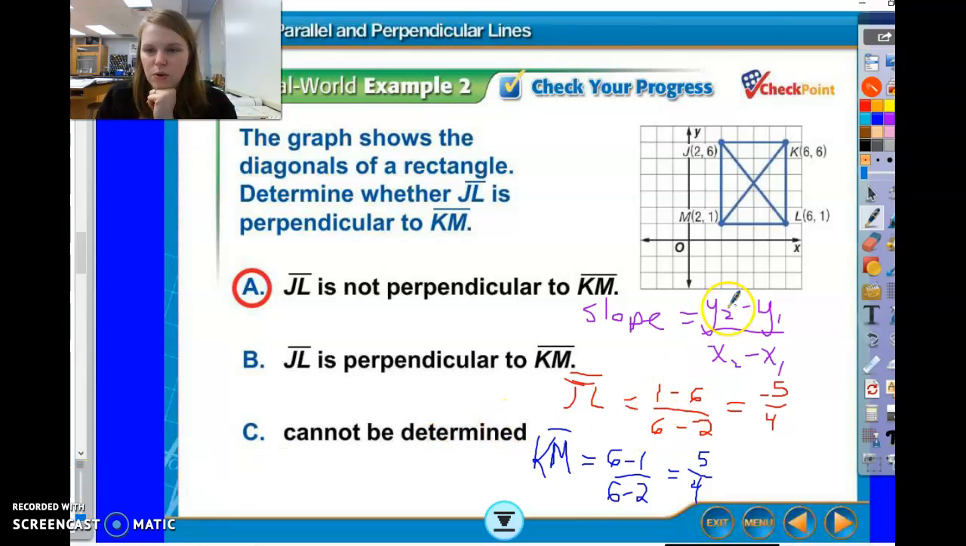So what I did here is slope, y2 minus y1 over x2 minus x1, and I did JL first. I plugged in the 1 minus y1, so that was this one minus this one, 1 minus 6, and on the bottom, x2 minus x1, so 6 minus 2. When I did KM, y2 minus y1 over x2 minus x1, I got 5/4. They are opposites, one's negative and one's positive, but they are not reciprocals. This one would have had to have been positive 4/5 instead of 5/4. So I said it is not perpendicular.